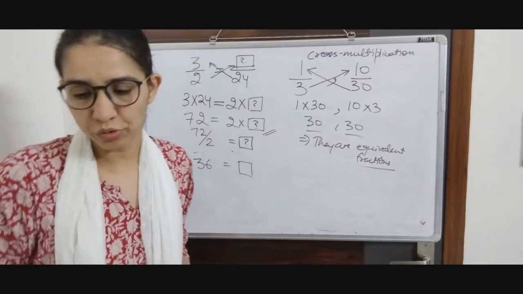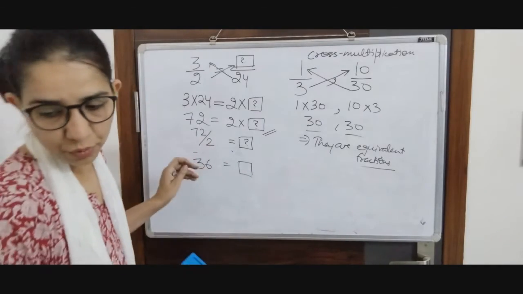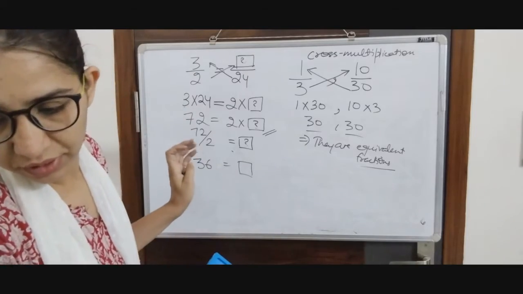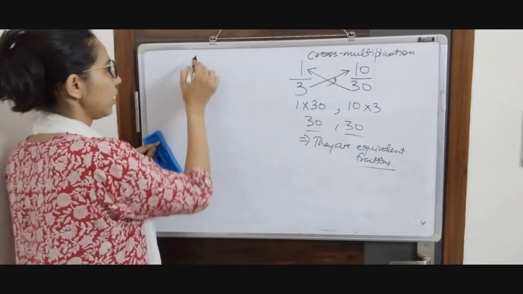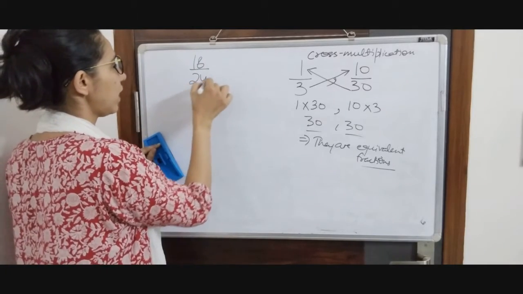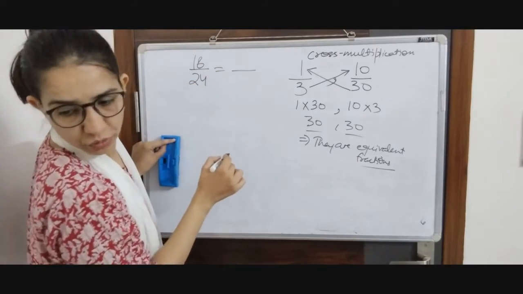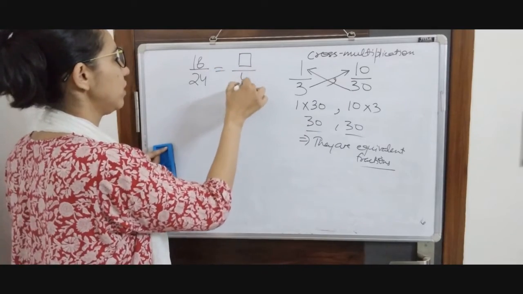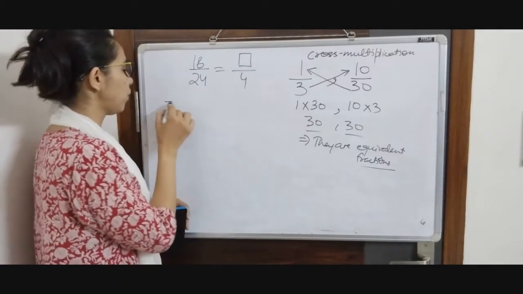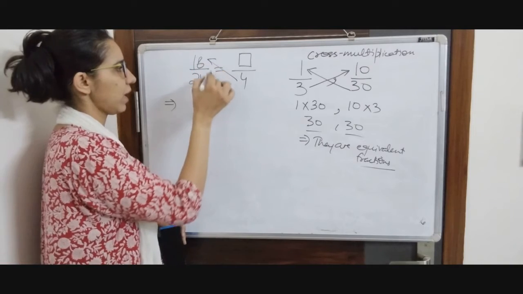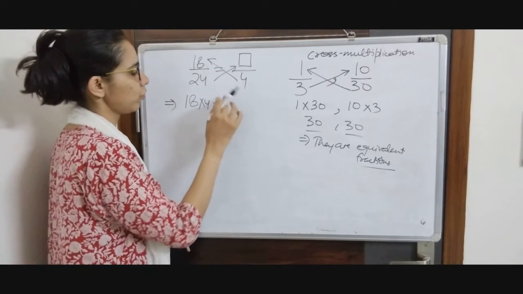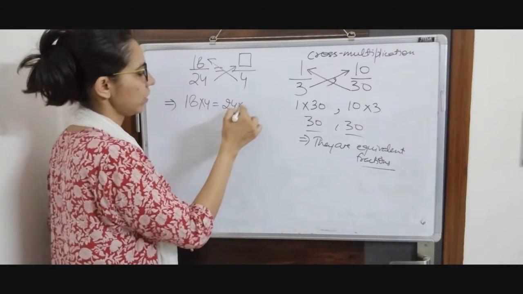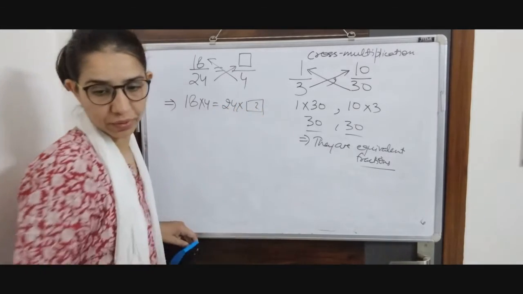So we are going to do one more question like this. Suppose the number is 18 by 24, and here it is equal to dash by 4. Because these are equivalent fractions, we can apply cross multiplication. It is going to be 18 into 4 is equal to 24 into the unknown number to us.